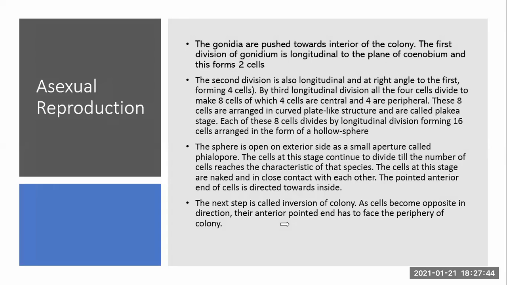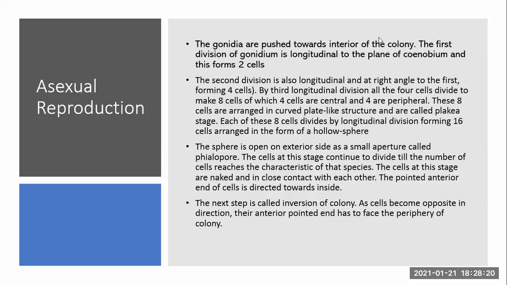In asexual reproduction, the gonidia are pushed towards the interior part of the colony, and the first division of a gonidium is longitudinal to the plane of the colony, and this forms 2 cells. The second division is also longitudinal and at right angle to the first, forming 4 cells.